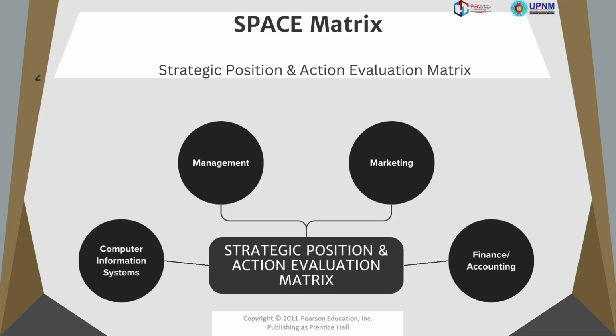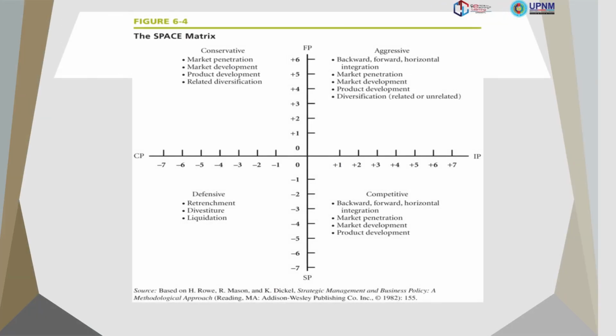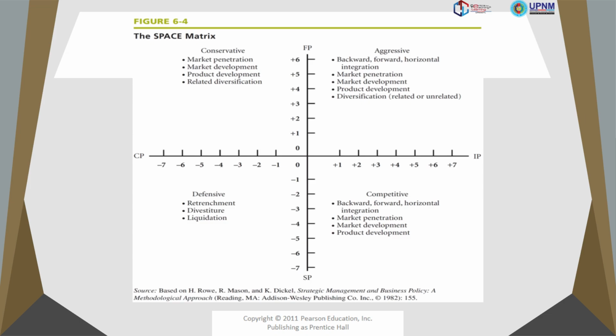Computer Information Systems. Management. Marketing. Finance. Accounting. The SPACE Matrix. Conservative: market penetration, market development, product development, related diversification. Aggressive: backward, forward, horizontal integration, market penetration, market development, product development, diversification, related or unrelated. Defensive: retrenchment, divestiture, liquidation. Competitive: backward, forward, horizontal integration, market penetration, market development, product development.